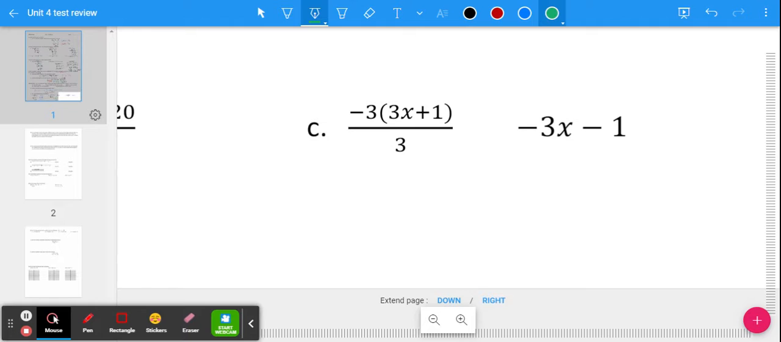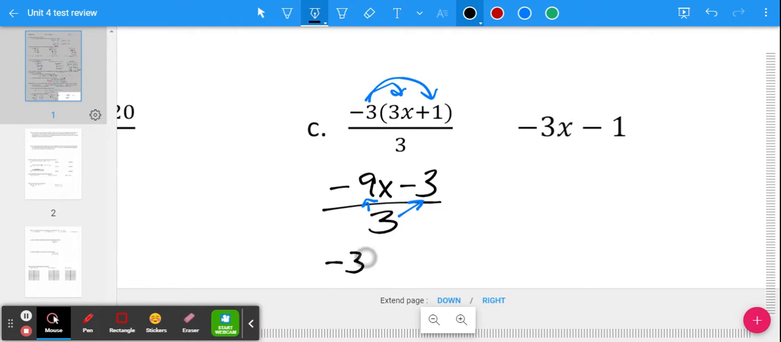And the last one. So if you distribute first, because that is typically what students do, we get 9x, negative 9x, negative 3 times 1 is negative 3, divided by 3. So this is just like the first one. We have to put the 3 in the denominator for both terms in the numerator. So negative 9x divided by 3 is negative 3x. Negative 3 divided by 3 is negative 1, which is exactly what we have on the right side, so they are the same.